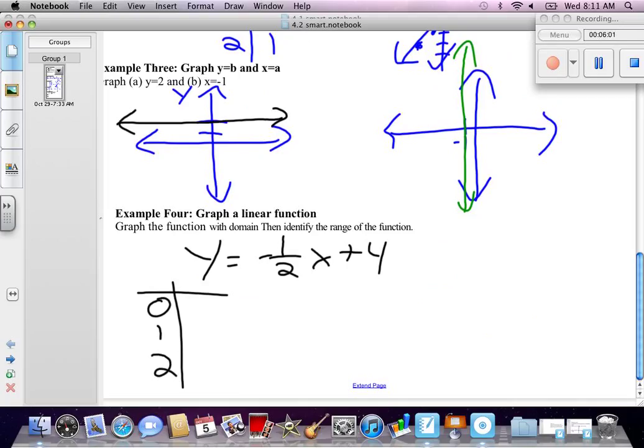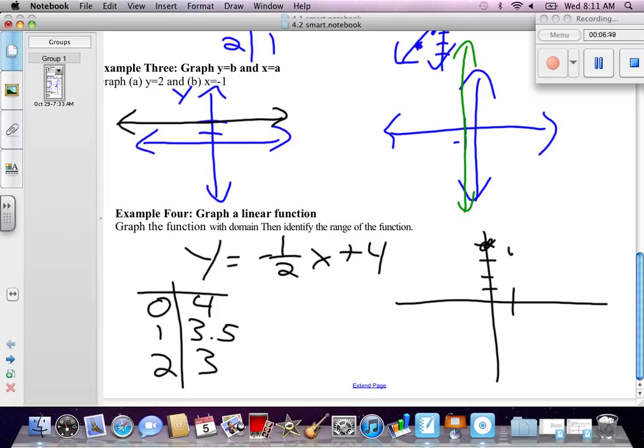Okay. 0 times 1/2 is 0, right? Plus 4 is 4. What's half of 1? Half. So we get negative 1/2 plus 4, so we get 3 1/2. What is half of 2? 1. So we get negative 1 because there's a negative in front of that half. Negative 1 plus 4 is? Positive 3. So when we graph it, they didn't give us a graph, so you can try it in, it'll be okay. We get 0, 4, we get 1, 3 1/2, and we get 2, 3.